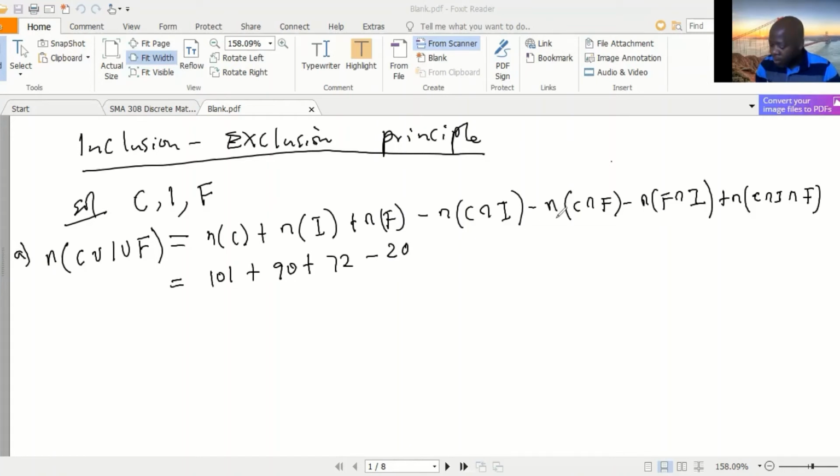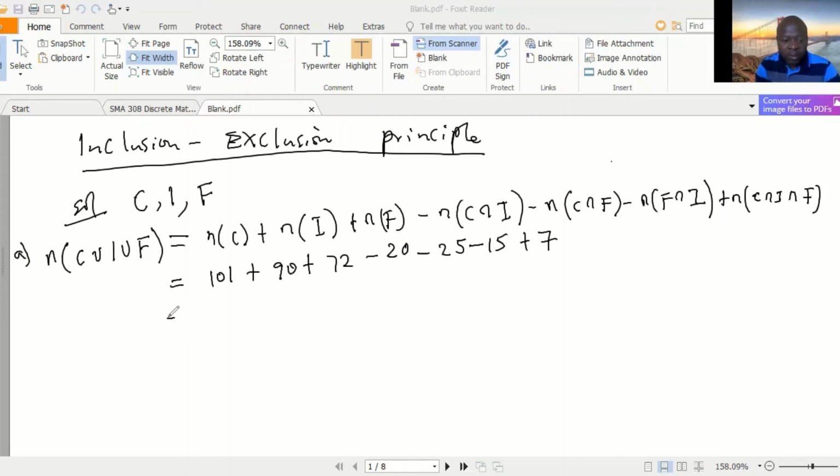And the question proceeds and says that 25 took both car and school fees. And then what about fees and investment? The question says these ones were 15. Then the question says that 7 took all the 3 loans. That is what the question says. 7 customers took all the 3 loans.